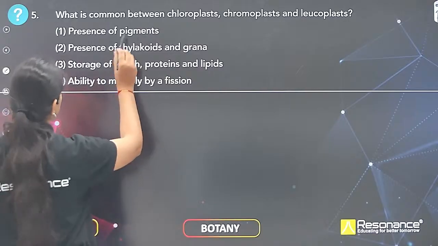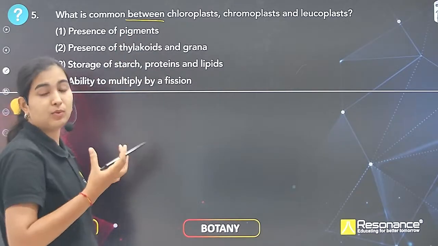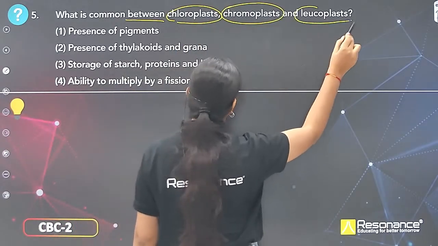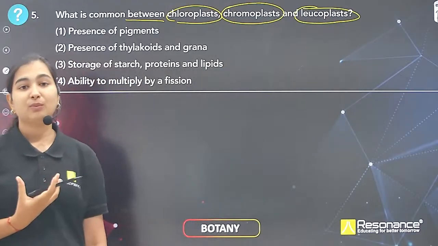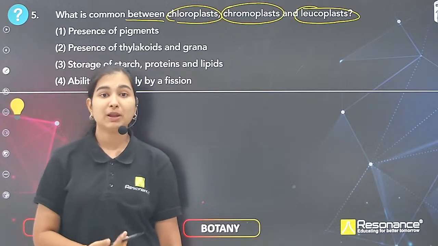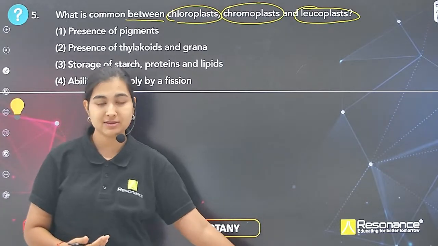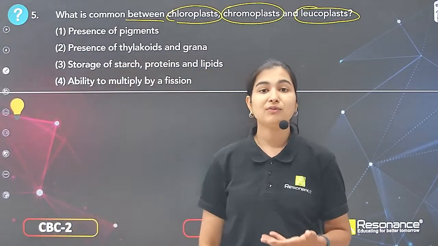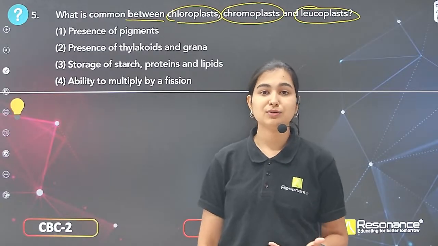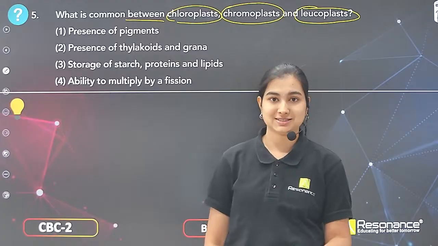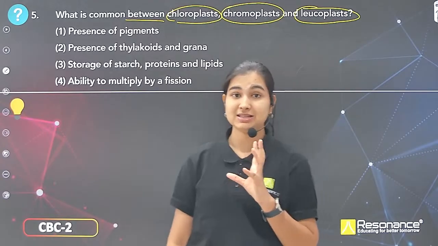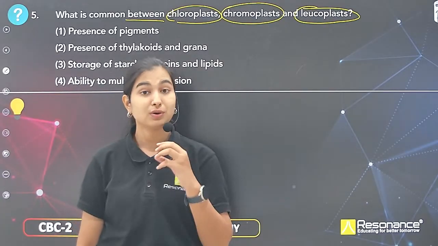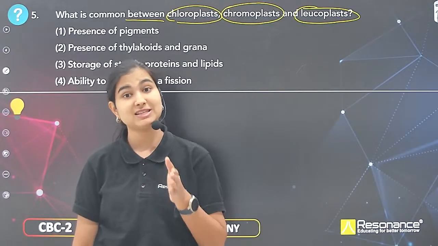Now they are asking what is common between the chloroplast, the chromoplast, and the leucoplast? So what exactly is the similarity there? See, if you have solved the previous questions, what exactly did we study? There was a question in which they were asking, the color of the petal is because of what? The chromoplast, right? And chloroplast. From grade one you are studying why the leaves are green in color, because of the pigment called chlorophyll, which is present in the chloroplast, right?